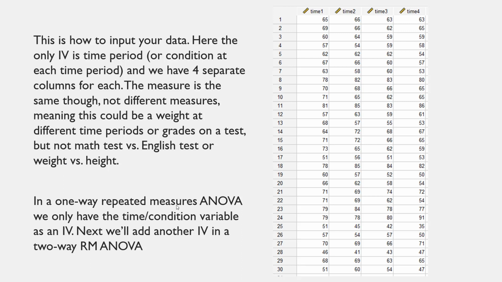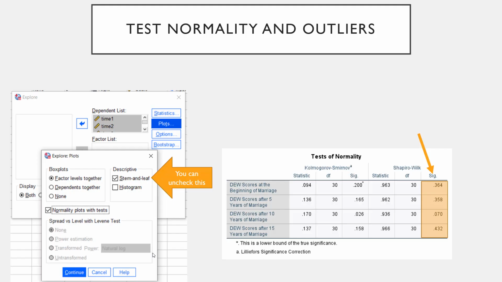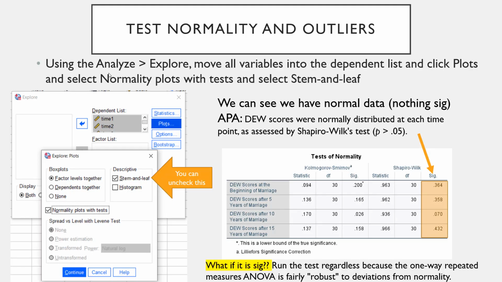In a one-way repeated measures ANOVA, we only have the time or condition variable as an independent variable. Later in this PowerPoint, we'll add another IV in a two-way repeated measures analysis of variance. Using Analyze, Explore, we're going to move all our variables into the dependent list and click Plots and select Normal Probability Plots with Tests. You can uncheck Stem and Leaf. I had left this checked, but you can uncheck that. And we can see that we have normal data.